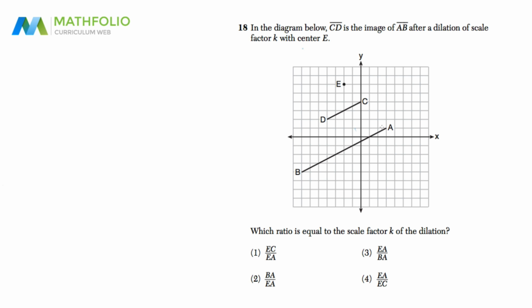Okay, so question number 18 is saying that CD, line segment CD, which is right here, is the image of AB after a dilation of scale factor K with center E. So this longer line segment A to B becomes a shorter one, C to D. So already we know that the scale factor K is in fact less than 1. And also it has to be greater than 0. So K is somewhere between 0 and 1. So let's keep that in mind.